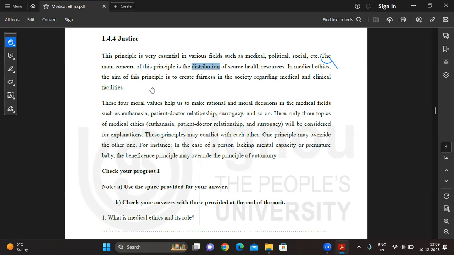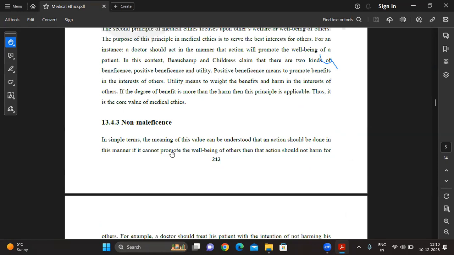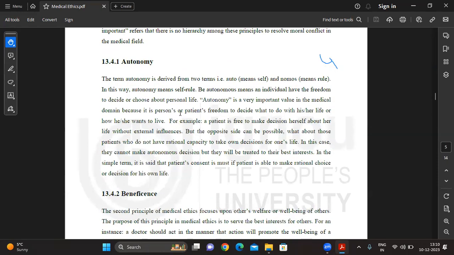ये भी पढ़ेंगे. In medical ethics, the aim of this principle, which is the principle of justice, is to create fairness in the society regarding medical and clinical facilities. ठीक है, फेयरनेस इन द सोसाइटी. अब इन प्रिंसिपल से हम रैशनल और मॉरल डिसीजंस लेते हैं when it comes to these difficult problems, patient doctor relationships, surrogacy, euthanasia. We read on that. And these are the principles that we'll use every time we discuss a problem.